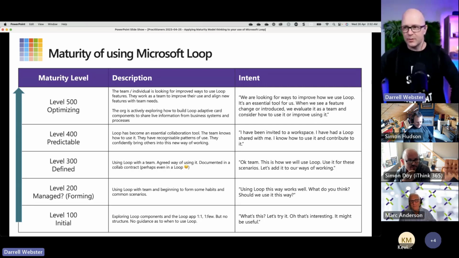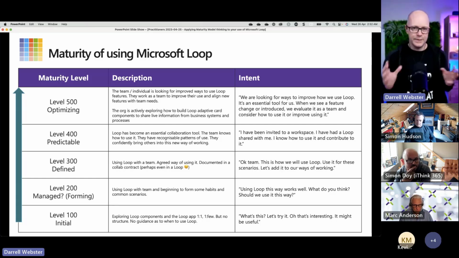Maturity model in terms of Loop. Wow, okay, like I said, maturity for an immature product. In fact, a product which is more about, I live in the chaos, the chaos of an idea, and I guide that along. So if we start at level 100, we're exploring Loop.